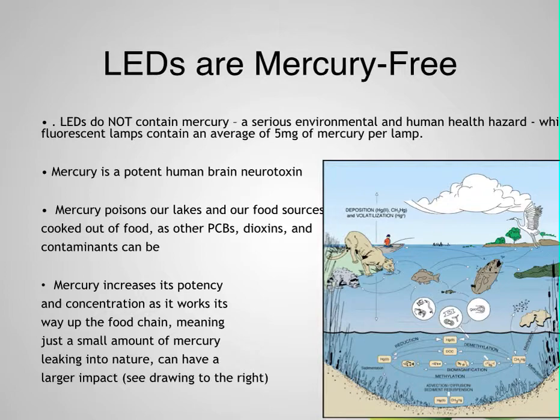Mercury is a very potent human brain neurotoxin. Mercury poisons our lakes, our food sources, and mercury is not good. It increases its potency and concentration as it works its way up the food chain, meaning just a small amount of mercury leaking into nature can have a very large impact on us and our environment. If you look at the drawing to the right and reflect on that, you'll kind of see how bad mercury is for the environment.